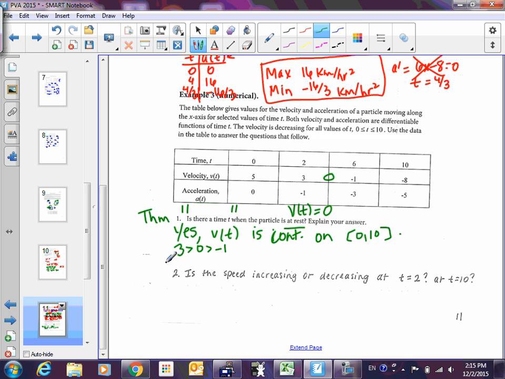Okay, so in place of 3, that was v of 2. In place of negative 1, that's v of 6. So by the intermediate value theorem, v of t equals 0 on 2 to 6.